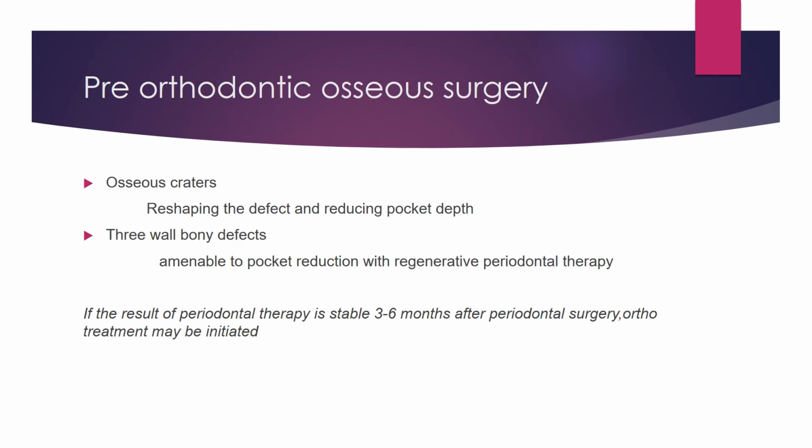So we can just discuss the pre-orthodontic osseous surgery, some of the treatments needed for some defects like osseous craters and three-wall bony defects. Osseous craters, that is two-wall defect, do not improve with orthodontic treatment; they should be eliminated by reshaping the defect and reducing the pocket depth. And then come the three-wall bony defects. These are amenable to pocket reduction with regenerative periodontal therapy. The result of periodontal therapy is stable at least 3 to 6 months after periodontal surgery. Orthodontic treatment may then be initiated.